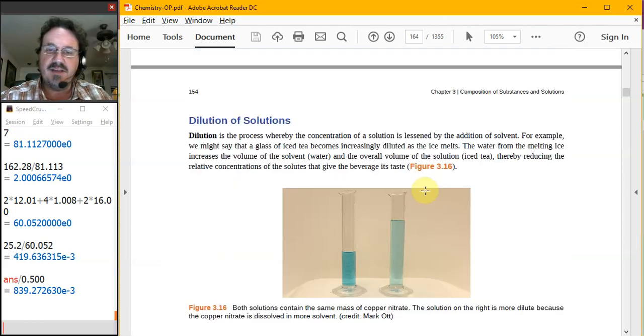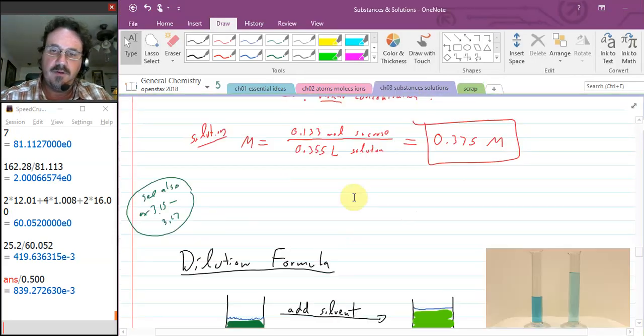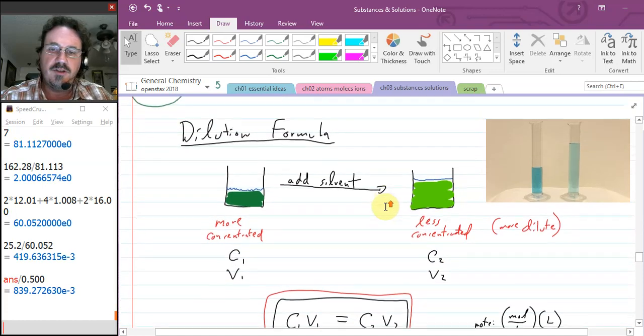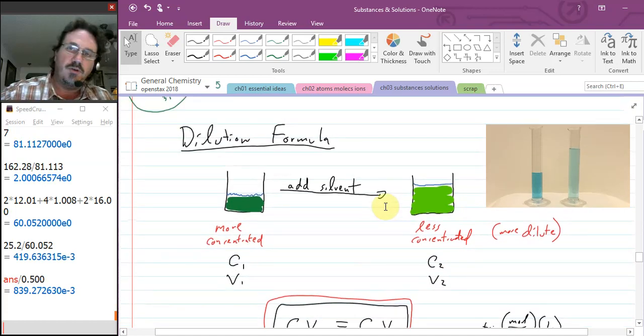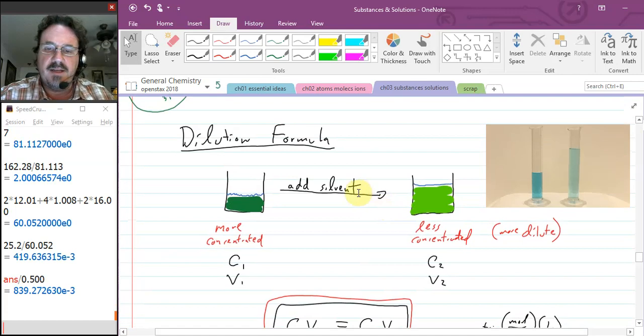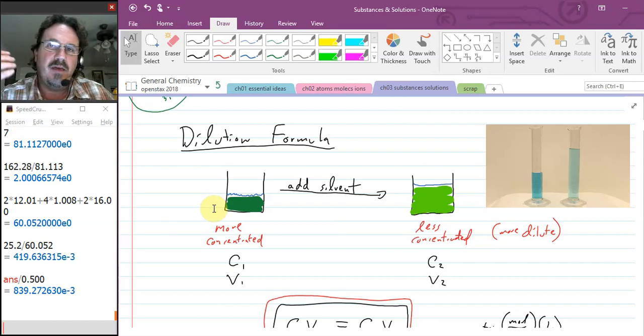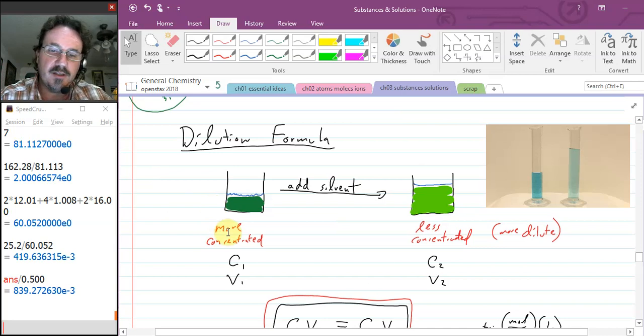The last thing in this section is the dilution of solutions. To do dilution calculations, you should use the dilution formula. Here's the idea. If you have something that's more concentrated, and then I dilute it, which means I'm just adding the solvent. So again, salt water: the solute is the salt, the sodium chloride, the solvent is the water. If I just add more water, not salt, then I'm diluting it. There won't be as high of a concentration. I'll go from a more concentrated to a less concentrated solution because I've added water.